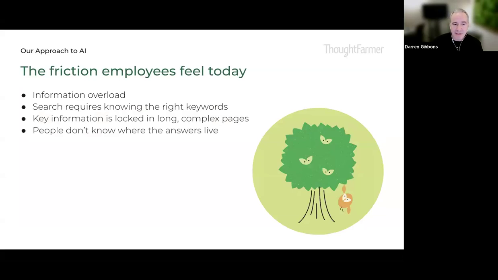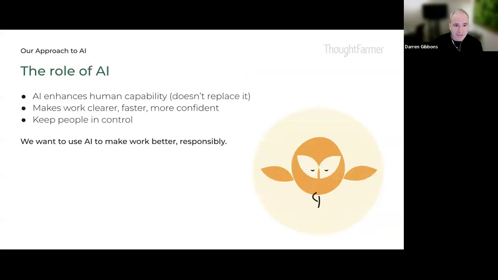So these benefits tie back to some friction that we see employees feeling today. So taking a step back here, employees feel information overload. There's so much content that's out there. They don't know where to use it and how to use it. And if you're going to be using search, it requires knowing the right keywords to be able to find that content. That content, as I mentioned, is locked into long, complex pages, and people don't necessarily know where that content lives. And so this is where we see the role of AI in the workplace as a helpful tool to enhance human capability. We want it to help make work clearer, faster, and help users feel more confident in their jobs while keeping people in control.